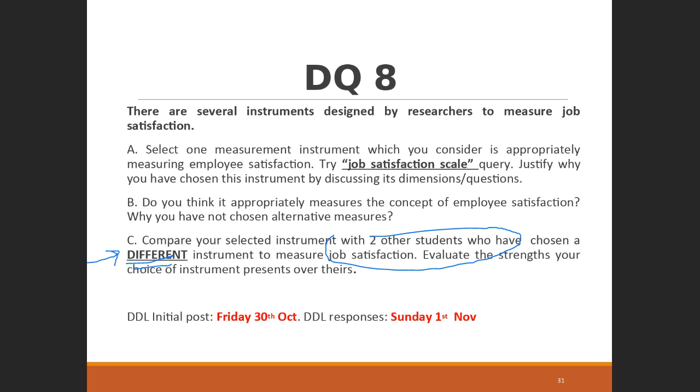Is it clear? So two other students who have chosen a different scale to measure job satisfaction. So you need to choose one scale. You need to focus on a single scale, the scale which you consider is the superior one, because when you type job satisfaction, there are plenty of ways to measure job satisfaction. There are maybe 15, 20, 30 ways to measure job satisfaction. So you need to choose the single best way to measure job satisfaction and compare it with two other students who have chosen different ways, and compare your selection with their selection. Is it clear?